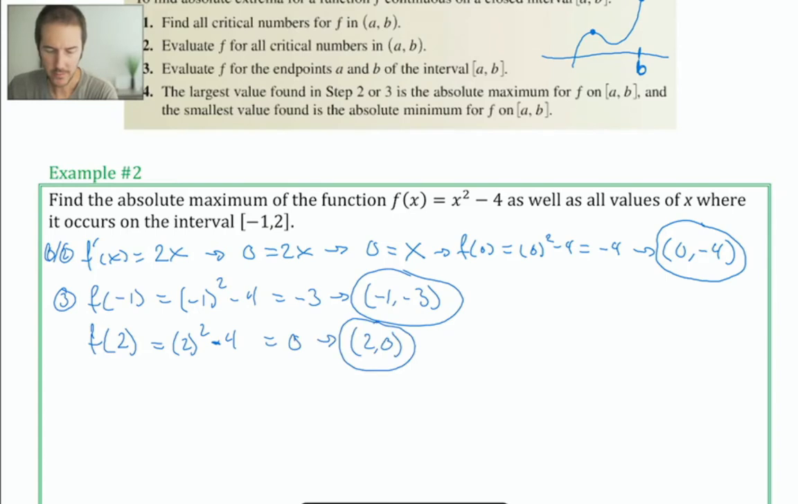And the question asks us to find the absolute maximum. So step number 4 is we need to look at our y values, compare them, and choose the largest one. So which y value is the largest one? It's 0. So 0 is the largest. How does it phrase it in these steps? The largest y value.